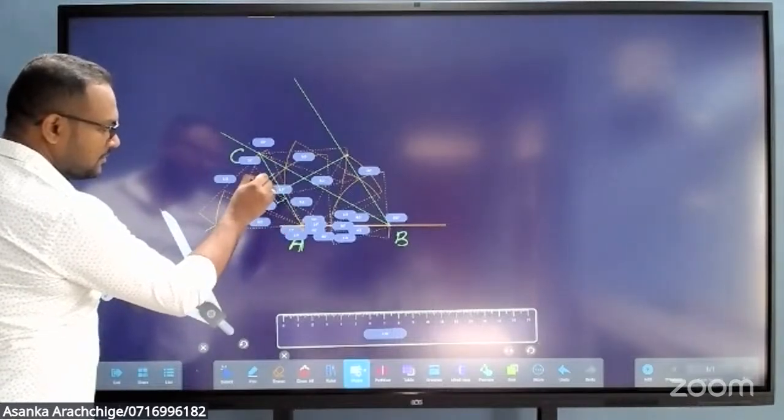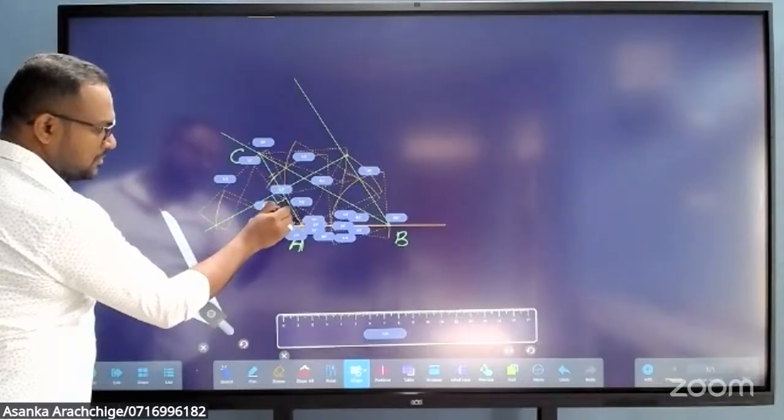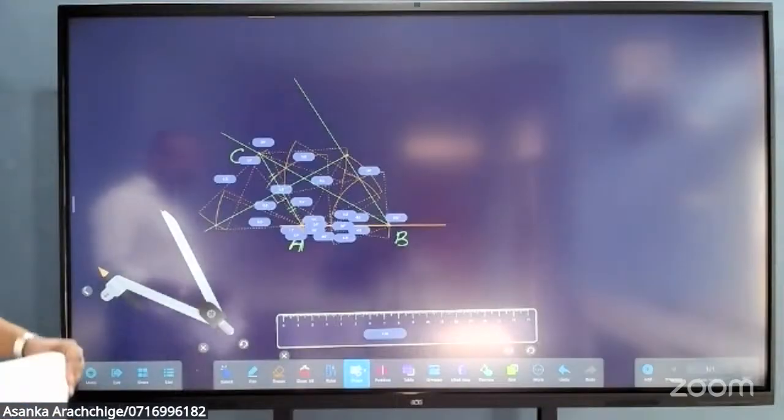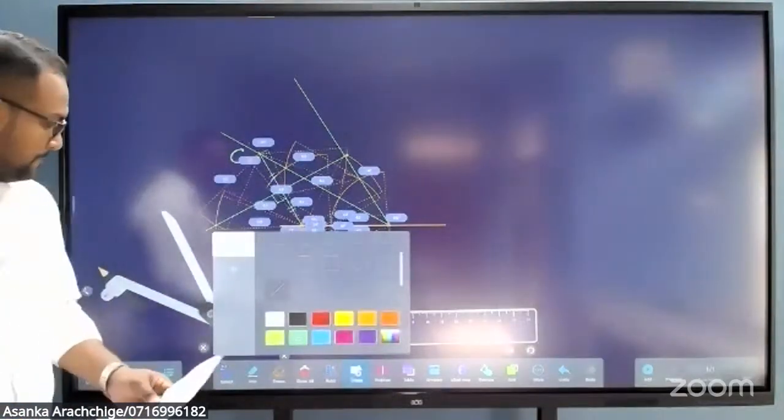Then this must be equal to this. Is that clear? Right. Then put it.